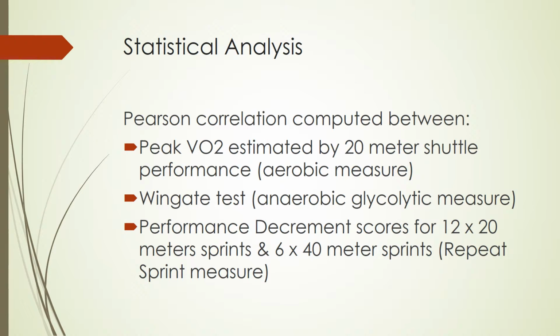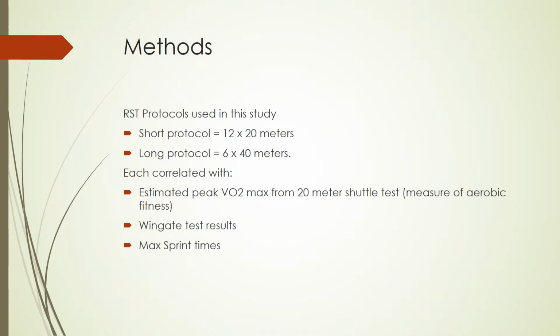So the statistical analysis used on these variables was Pearson correlation, computed between peak VO2 max, Wingate, and performance decrement scores for a repeat sprint protocol of 12 by 20 meters, and then a repeat sprint protocol of 6 by 40 meters. So Pearson correlation was run between all of those measures, and we're going to look at what they found when they did that.